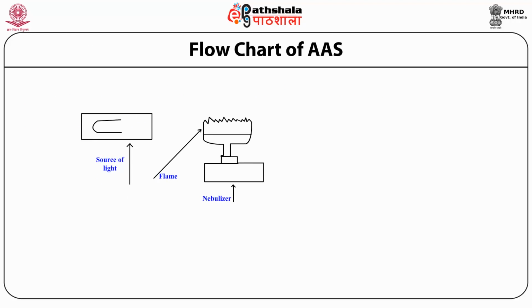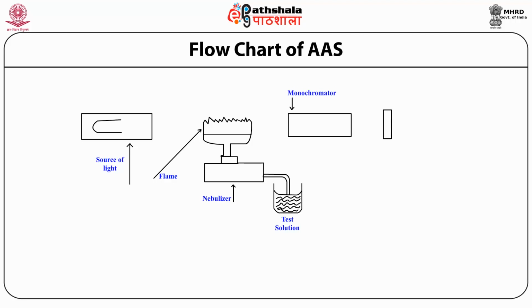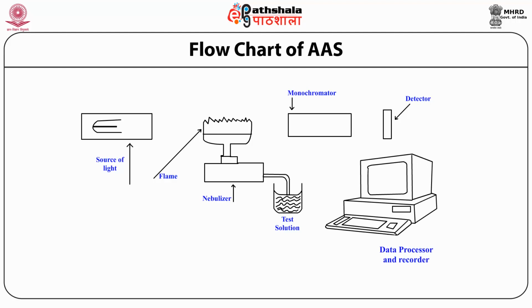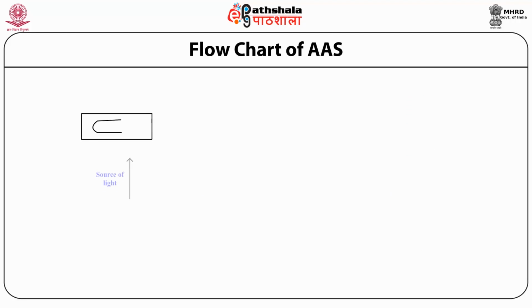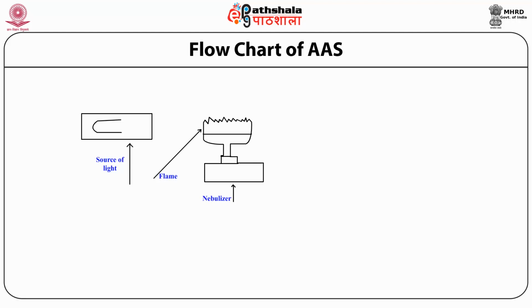A light source, which can be any kind of lamp, mercury arc lamp, incandescent lamps, followed by a flame which is produced by different fuels, mixture of fuels. A nebulizer pumps the sample in a certain type of mist spray, sample container, then monochromator, which is used to select a particular wavelength, a wavelength of interest, the detector, and then data processor and recorder.